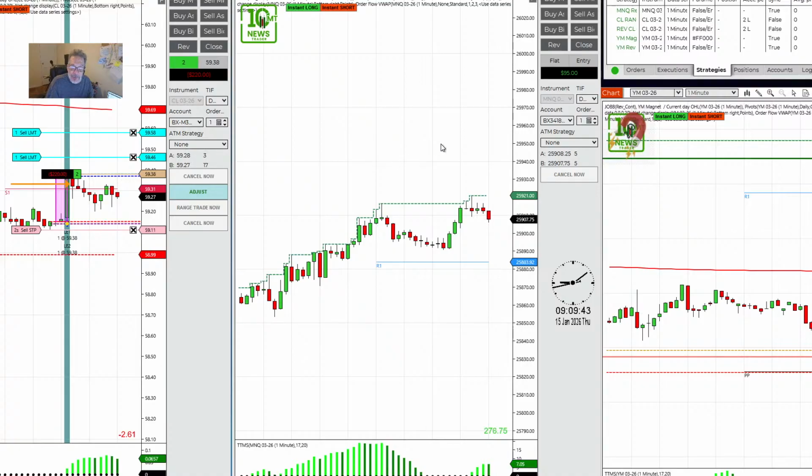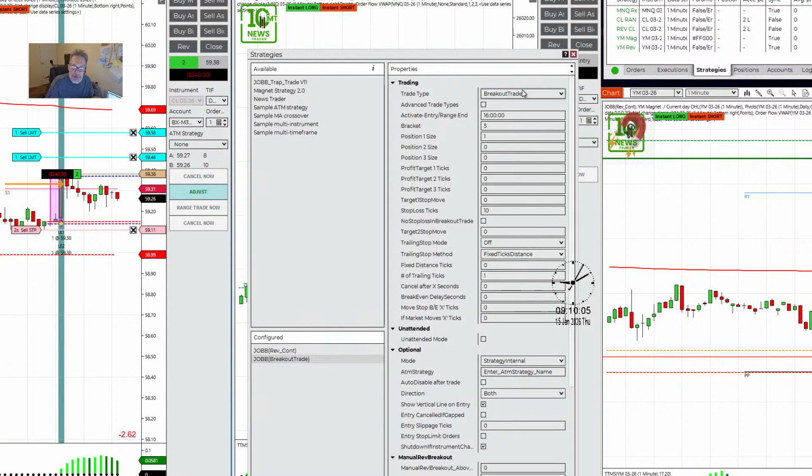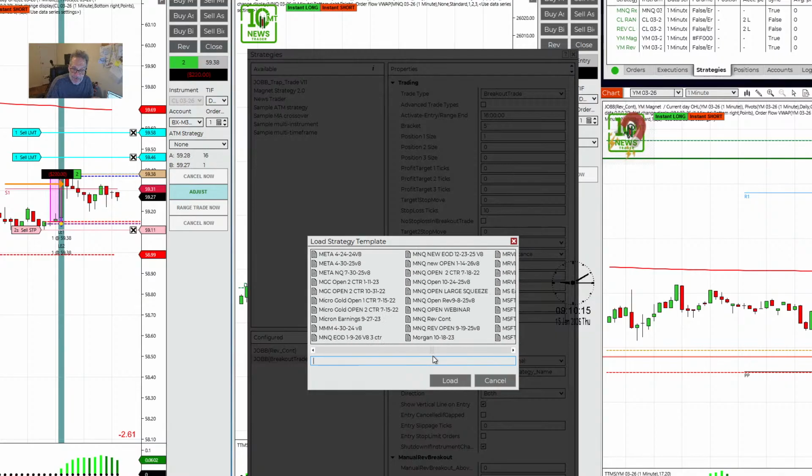And then I'm going to put my breakout trade on the MNQ also. Now the MNQ just keeps making new highs. New high after new high after new high. Right click, click News Trader. I'm going to load my template for the market open. MNQ new open is what we called it. MNQ new open, right click it, date it today.